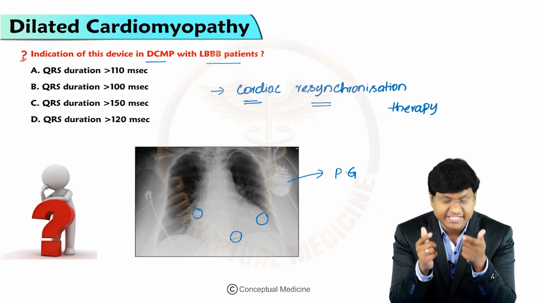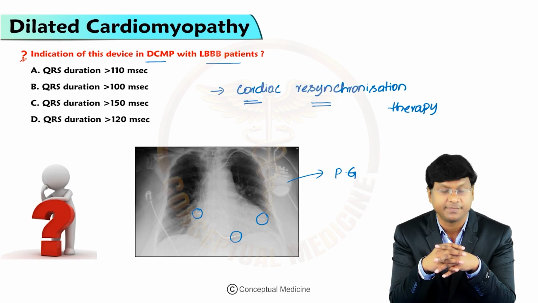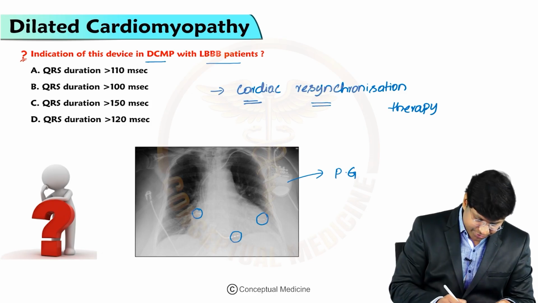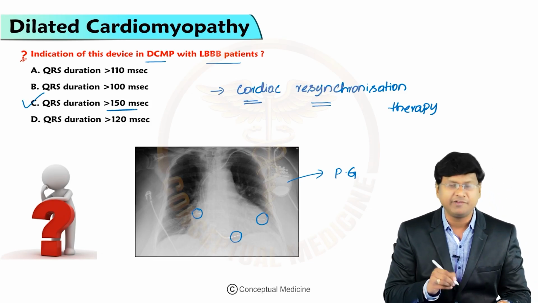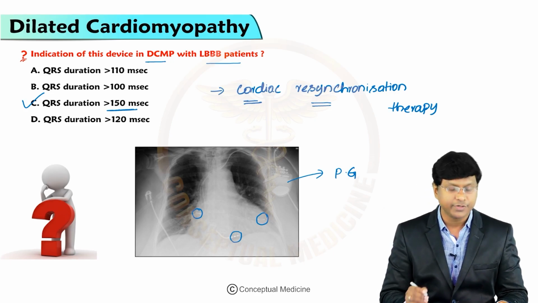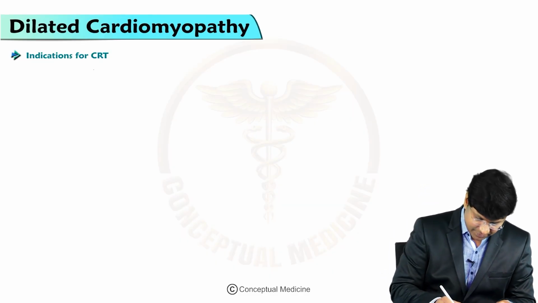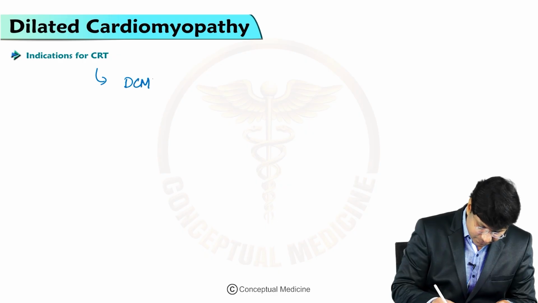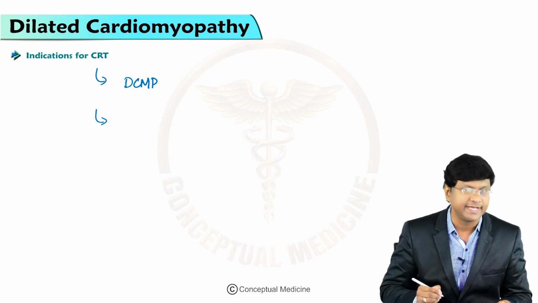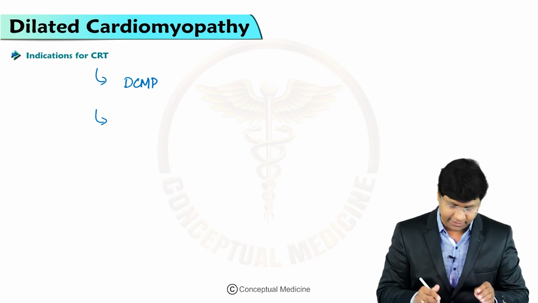So, in order to improve the synchrony between the right as well as left ventricle, we use this cardiac resynchronization therapy. And in patients with left bundle branch block, with a QRS duration of more than 150 milliseconds, this cardiac resynchronization therapy has to be used. Okay, so let me discuss in detail the indication of the CRT. So this is the device used in patients with dilated cardiomyopathy. And in which group of patients of dilated cardiomyopathy do we use this? Patients with continued symptoms of heart failure.